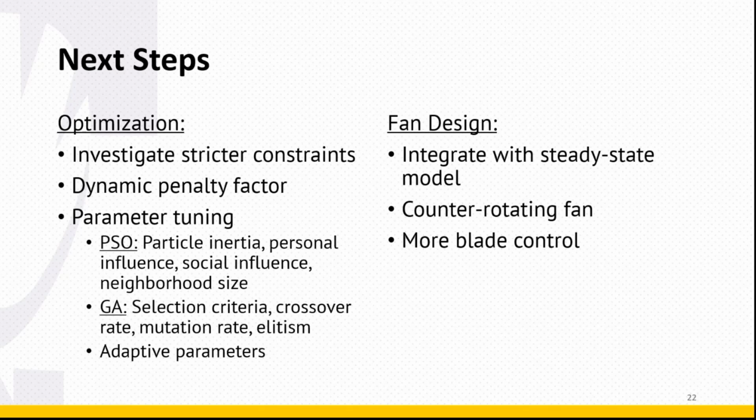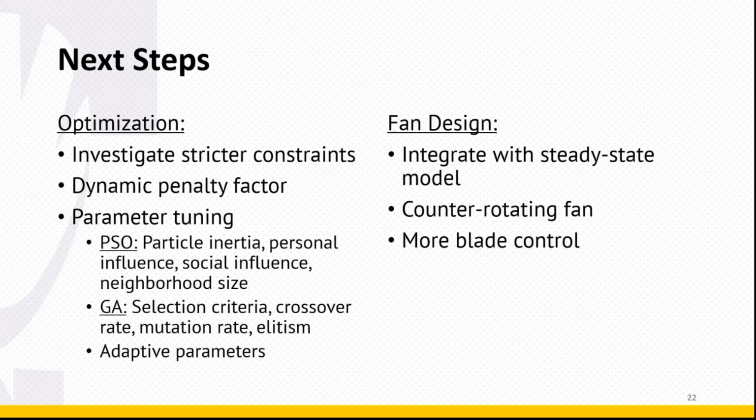Another thing that is hugely worth looking into, and there's a lot of literature on, is what's called parameter tuning, where you adjust the factors that dictate how the algorithm as a whole performs. For the particle swarm, this would be the particle inertia, which represents how easy it is for the particle to change its velocity, how likely it is to move. Its personal influence coefficient, which dictates the influence that its own history has on its movement.